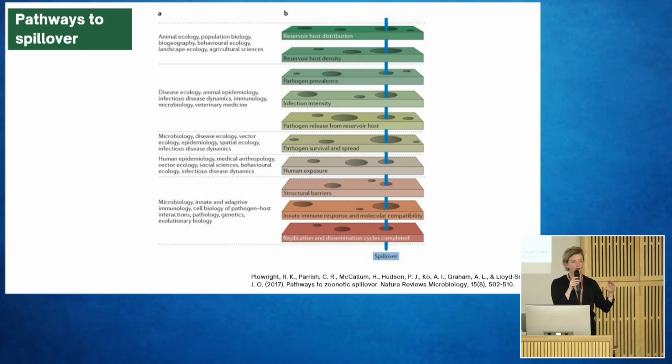At the top here are some of the dark green layers, which are related to the reservoir host. And we've heard some really fantastic talks today about just those layers. So reservoir host distribution, density, and pathogen presence within the hosts themselves. And then as we get closer down, it's about pathogen release and the mechanistic ability for the pathogen to move from its host to another species. On the bottom, in the red, we have virological elements of spillover. So thinking about immune response.